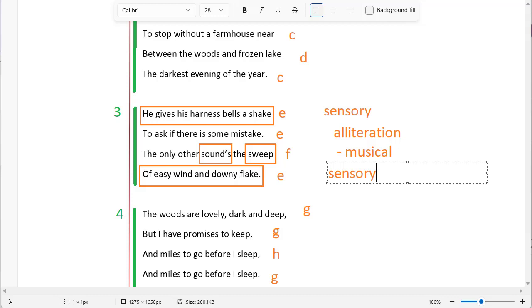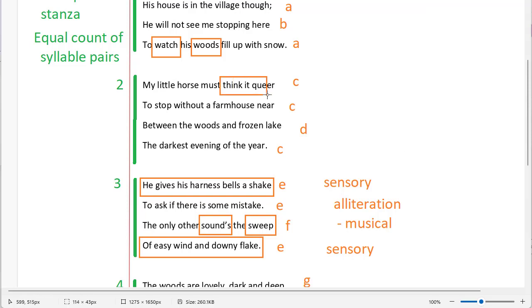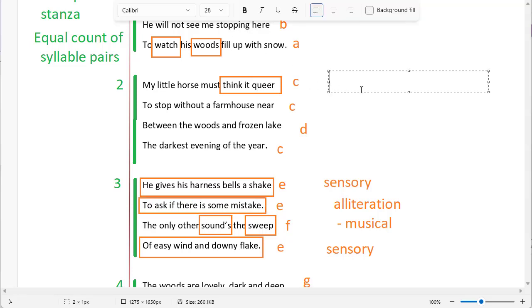Lastly, there is some figurative language. The horse is personified, making him a character. The 2nd stanza, that begins, "My little horse must think it queer," assigns the horse a human-like ability, the ability to reflect. The 3rd stanza, that begins with him shaking his harness bells, shows him communicating. He is checking to see if there is a mistake.